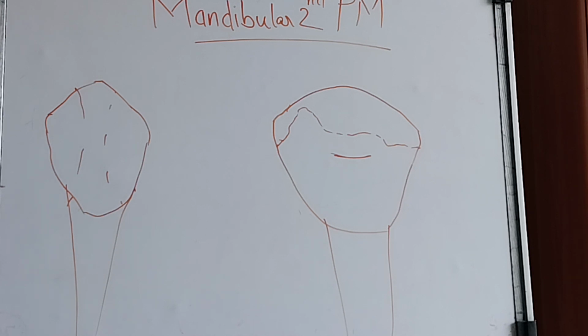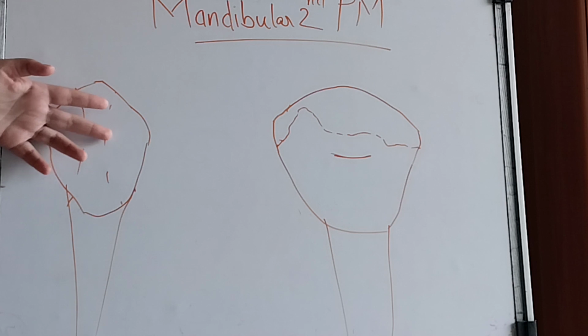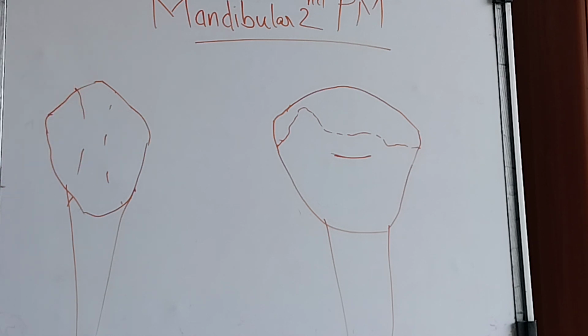Now, they provide support to the cheeks, and they are near the corners of the mouth. They also reinforce aesthetics during a smile. These were some functions. Let's move on to the morphology of the mandibular second premolar. First we will talk about the buccal aspect.